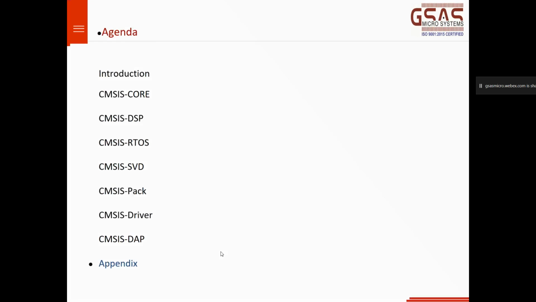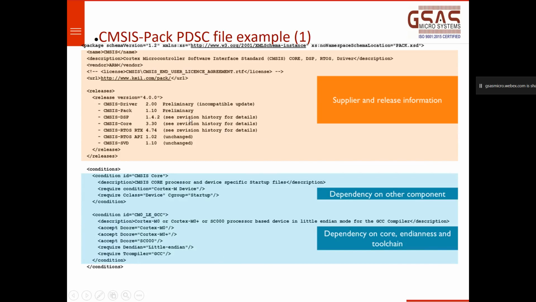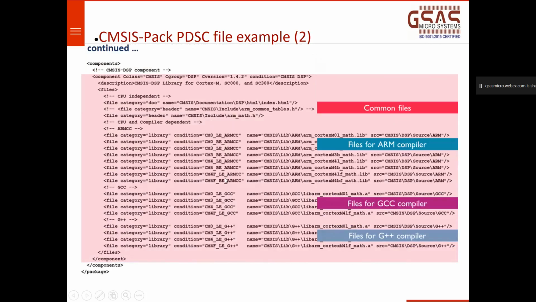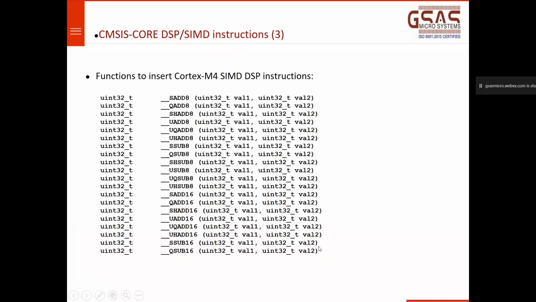So this appendix is just to show how the PDSC file looks. Files for ARM compiler, GCC, because this is a standard file which is used across all the software. So you have it for all the compilers, ARM compiler, GCC, all. This is simply for your CMSIS DSP. What are all the APIs which are given as part of the CMSIS DSP library?